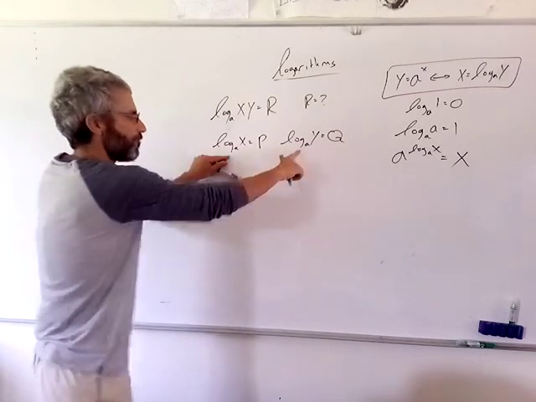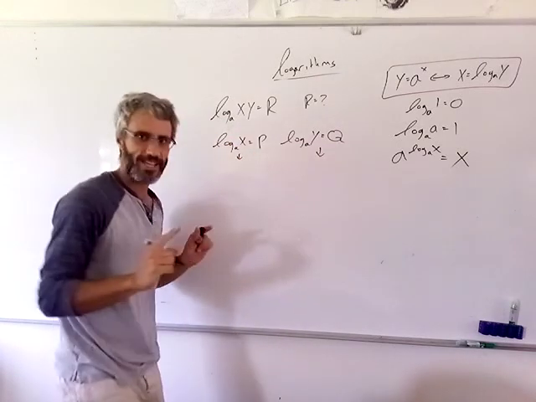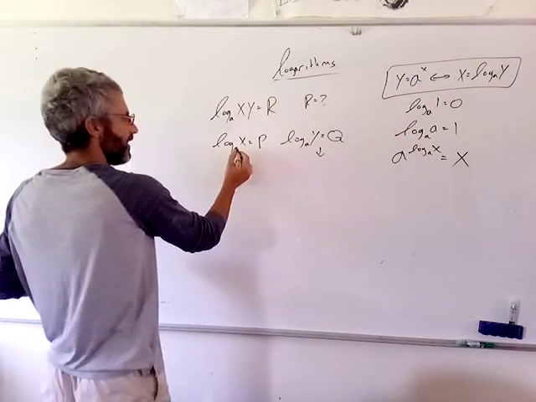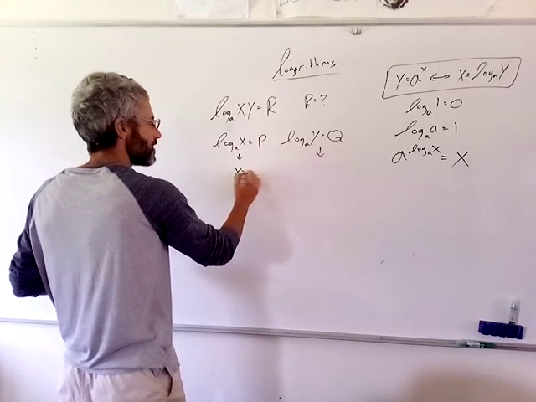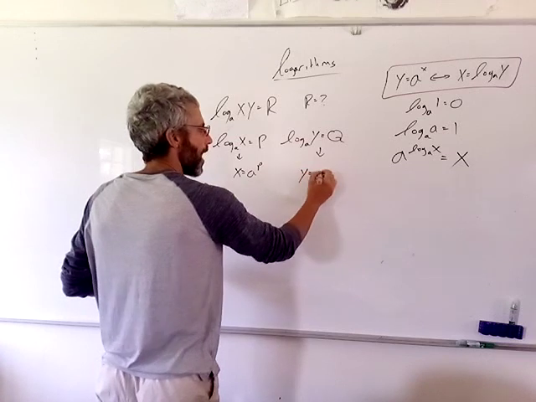Okay. Now, from these definitions, the following follows. And that's the key thing. It's always moving from the logarithm to the exponent. If log x base a equals p, that means that x equals a to the power of p. That means that y equals a to the power of q.